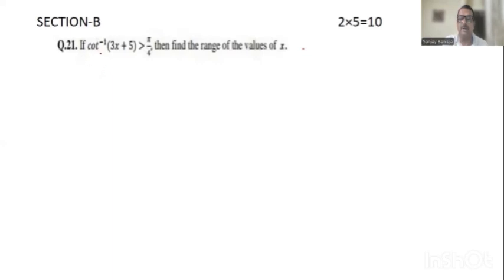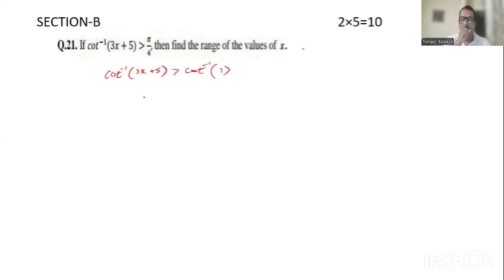Question number 21 is cot inverse of 3x plus 5 greater than pi by 4, and it is again a multi-conceptual question which involves the concept of inverse functions and increasing decreasing functions. You can answer this question only if you know these two things. Cot inverse 3x plus 5 is greater than pi by 4, this can be written as cot inverse 1.